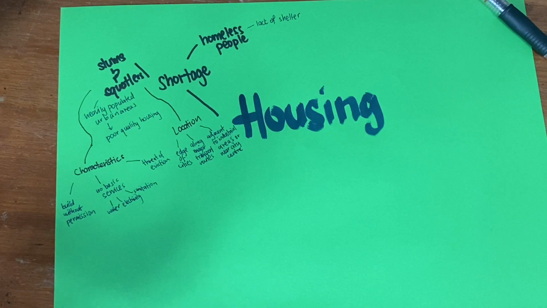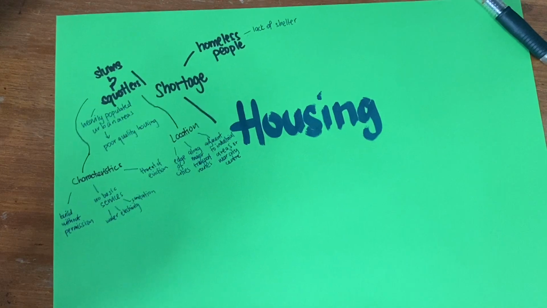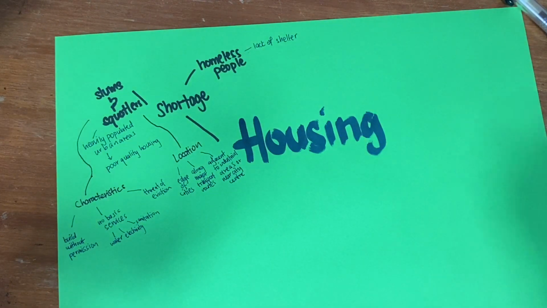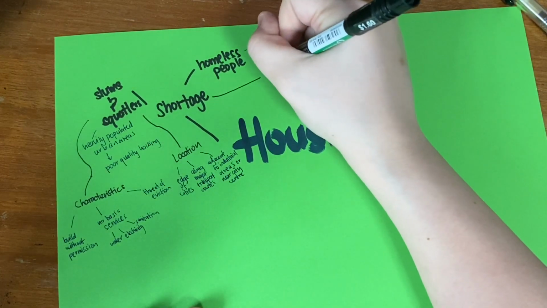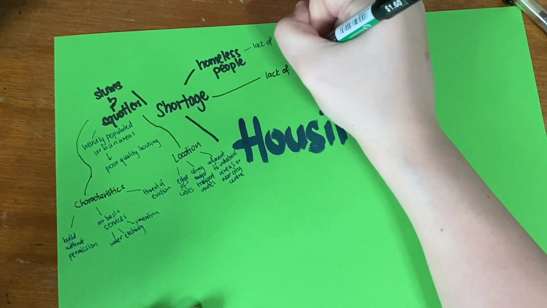So I want to go back to how to identify housing shortage. There are actually ways to identify whether a place is facing shortage. Besides seeing homeless people and slums and squatter settlements, there is a reason why there is shortage, and there are some things that people suffer when they have shortage. The first one is the lack of safe shelter.